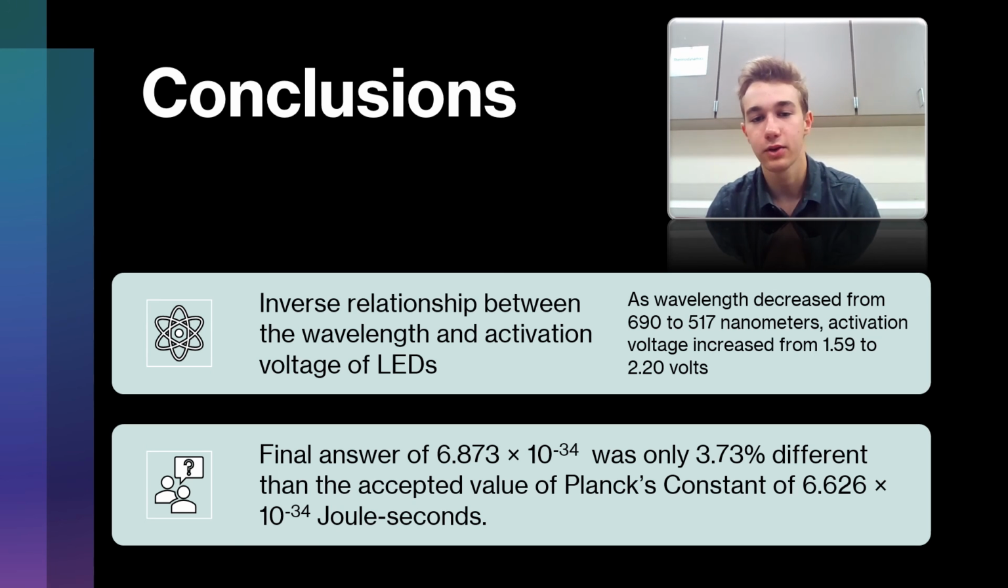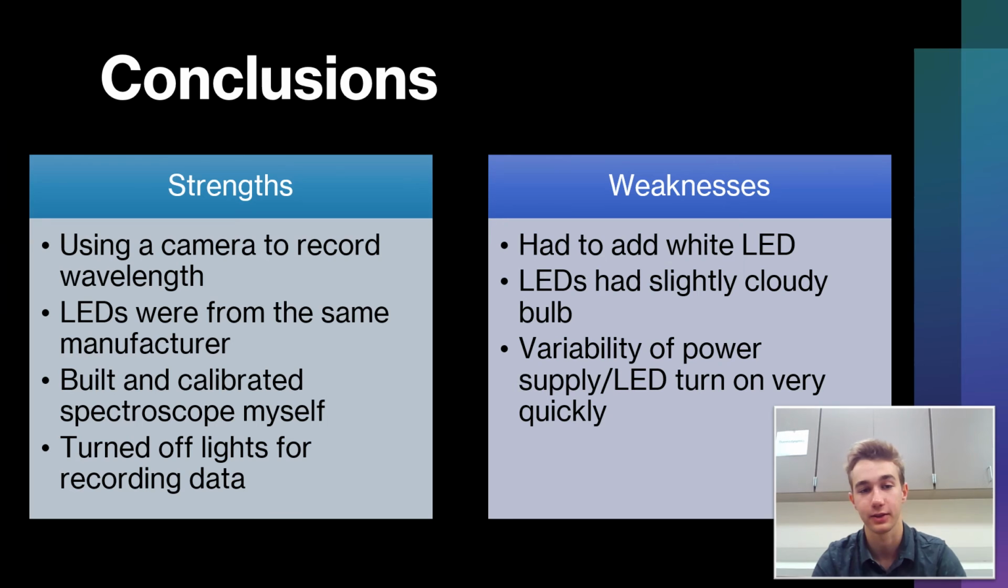In conclusion, there's an inverse relationship between the wavelength and activation voltage of an LED, and my final answer was only 3.73% different than the accepted value of Planck's constant, both of which are supported by my hypothesis. Some strengths of my conclusion include that I used a camera to record wavelength, making it very easy to analyze the data. The LEDs were from the same manufacturer, and I built the spectroscope myself, and I turned off all the lights while recording the data.